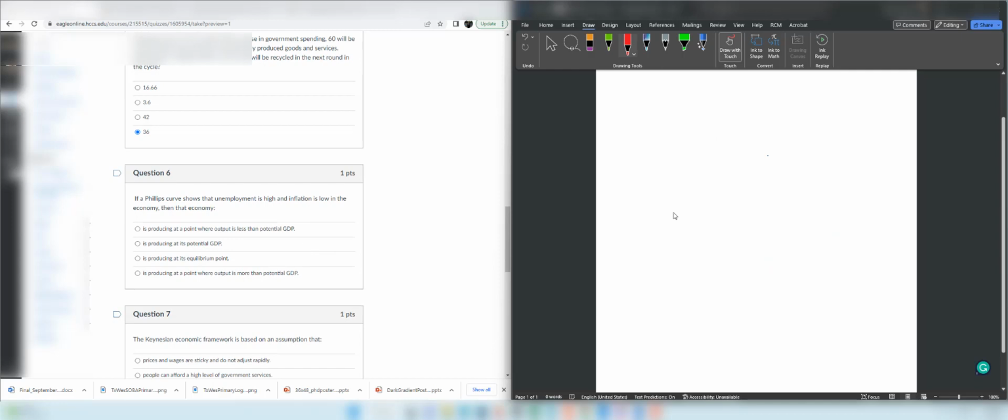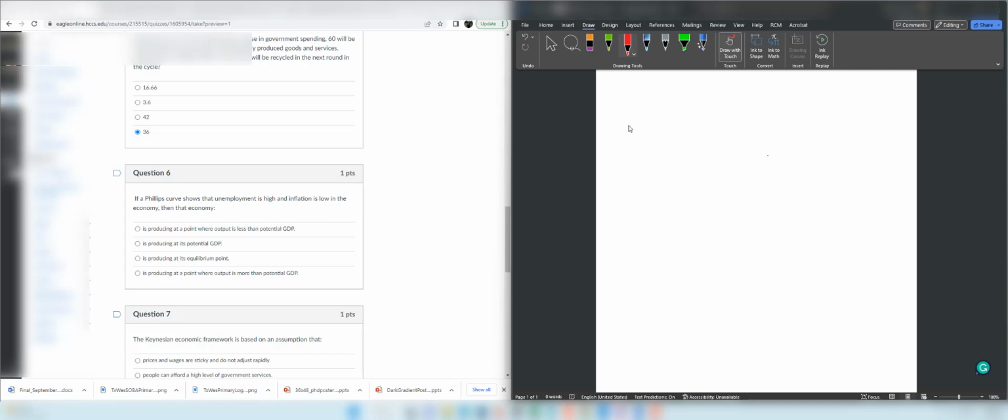Question number 6. If a Phillips curve shows that unemployment is high and inflation is low in the economy, so Phillips curve, if you remember, shows the relation between inflation and unemployment. And the relation was, in the short run, an inverse relation. So that means if you have high unemployment, you have low inflation, and if you have high inflation, you have low unemployment. Because if there is a recession, that means there is not enough demand for production. And if there is not enough production, or production is piling up because people are not buying, then there is going to be high unemployment, but the prices are going to go down too because of the low demand. So therefore, inflation is going to be low, but unemployment is going to be high. And the reverse is true too.